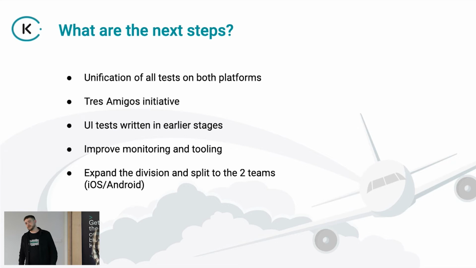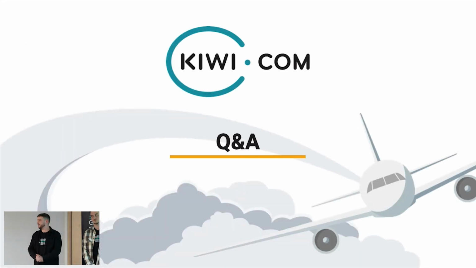We would like to also improve monitoring and tooling. Currently, we have test results in many places, such as Firebase, GitLab, on Slack, and so on. And we would like to start using just one tool, which is Datadog. And last but not least, we would like to extend our team. We would like to divide it into two sections. One will be specialized for iOS, and the second one for Android. And yeah, thank you for your attention.